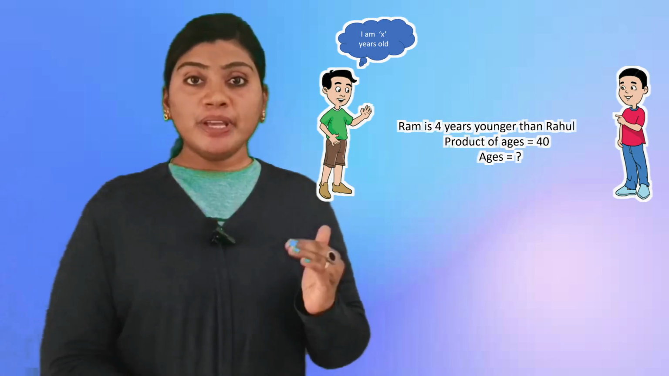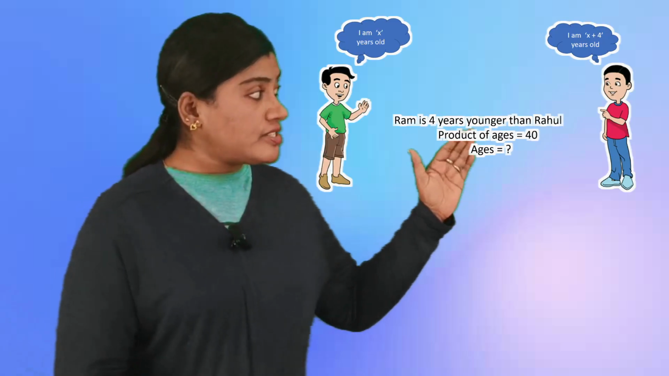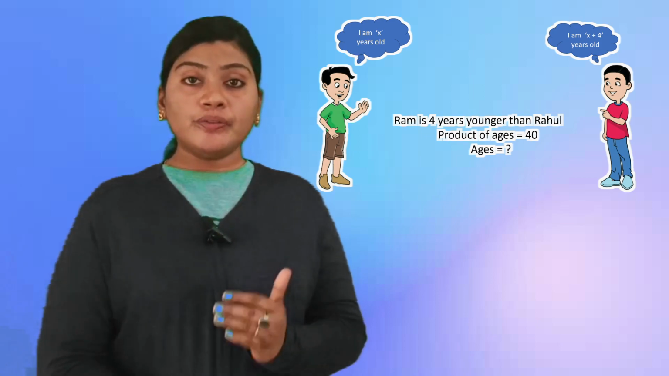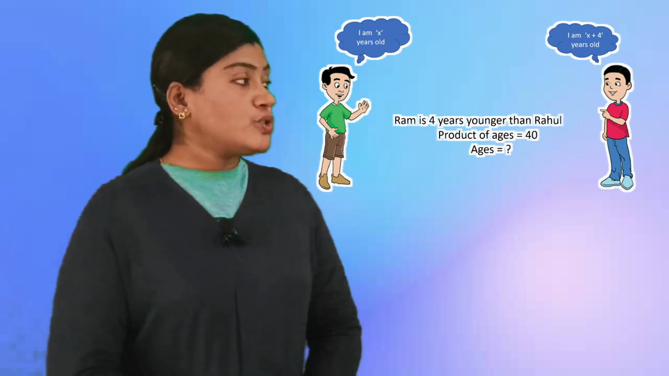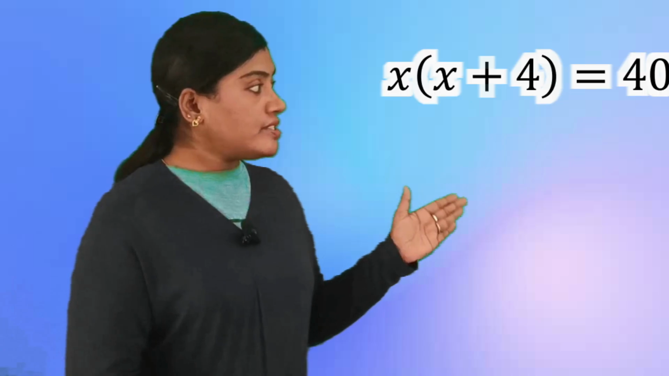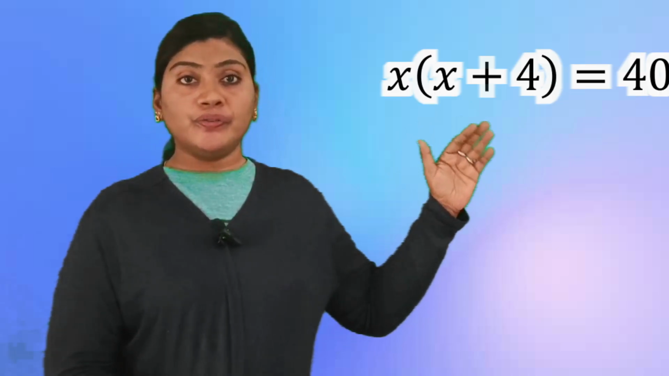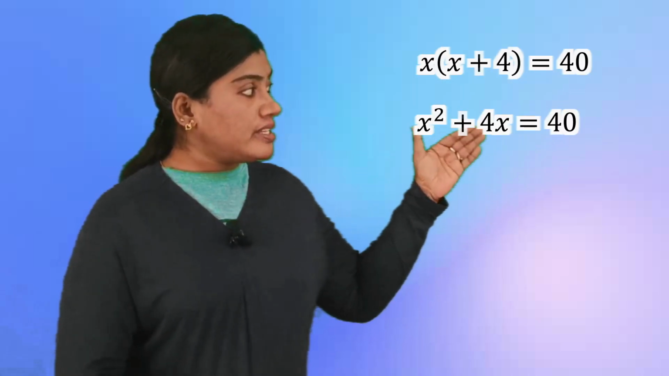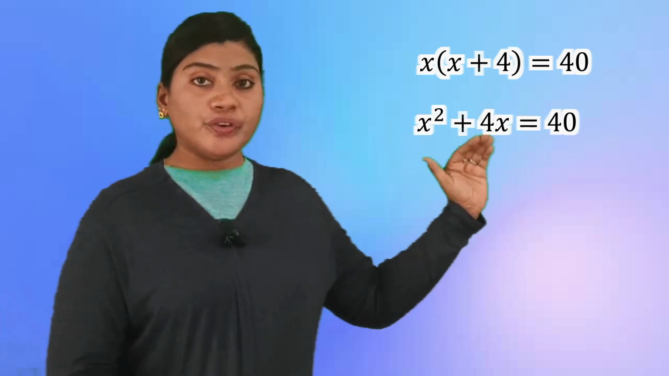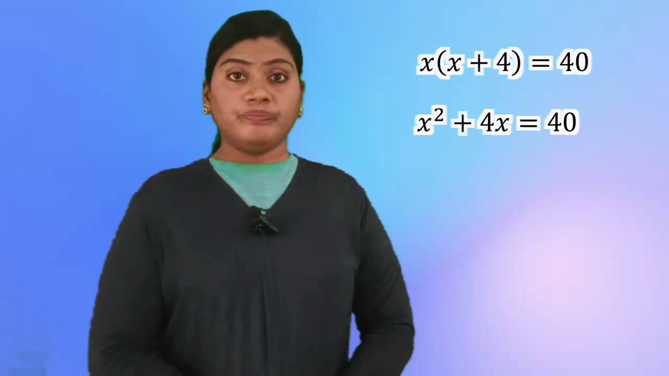We know Ram is 4 years younger than Rahul. So, Rahul's age is x plus 4. Also, we know the product of their ages is 40. So, we can write it as x into x plus 4 is equal to 40. On simplifying this, that means x into x, x square, x into 4, 4x, is equal to 40.